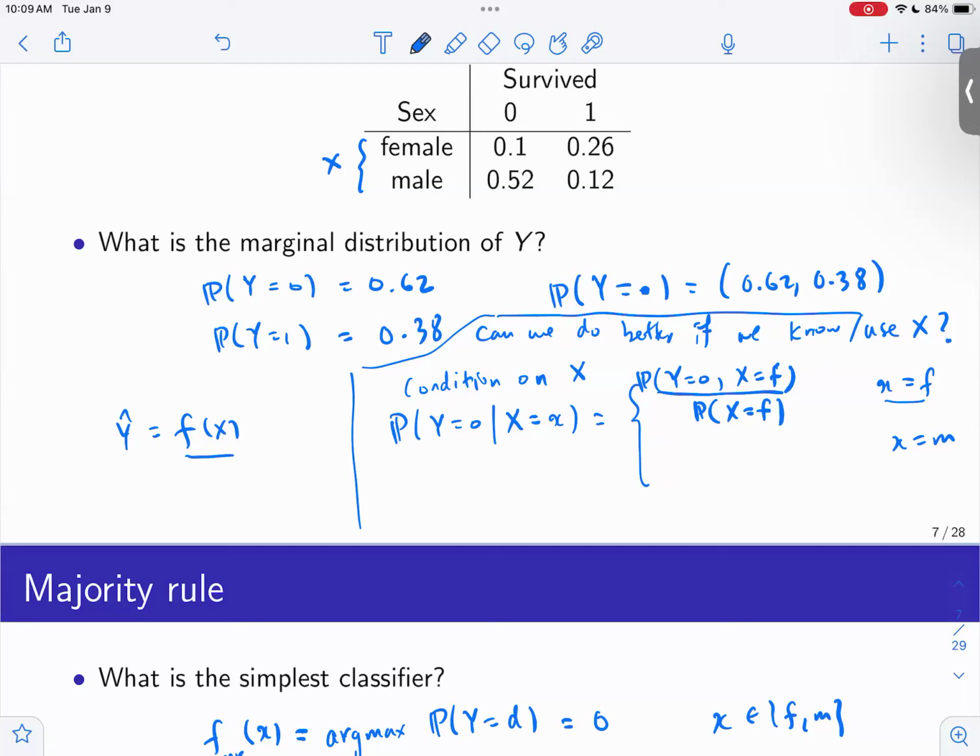So the top would be, you can read it from the table. It's just F0, which would be 0.1. This one is from the marginal of X, so we have to sum, right? So I'm going to sum these two. So the probability of X equal to F is 0.36, right? And the other one is 0.1. So can someone compute this? See what this turns out to be.